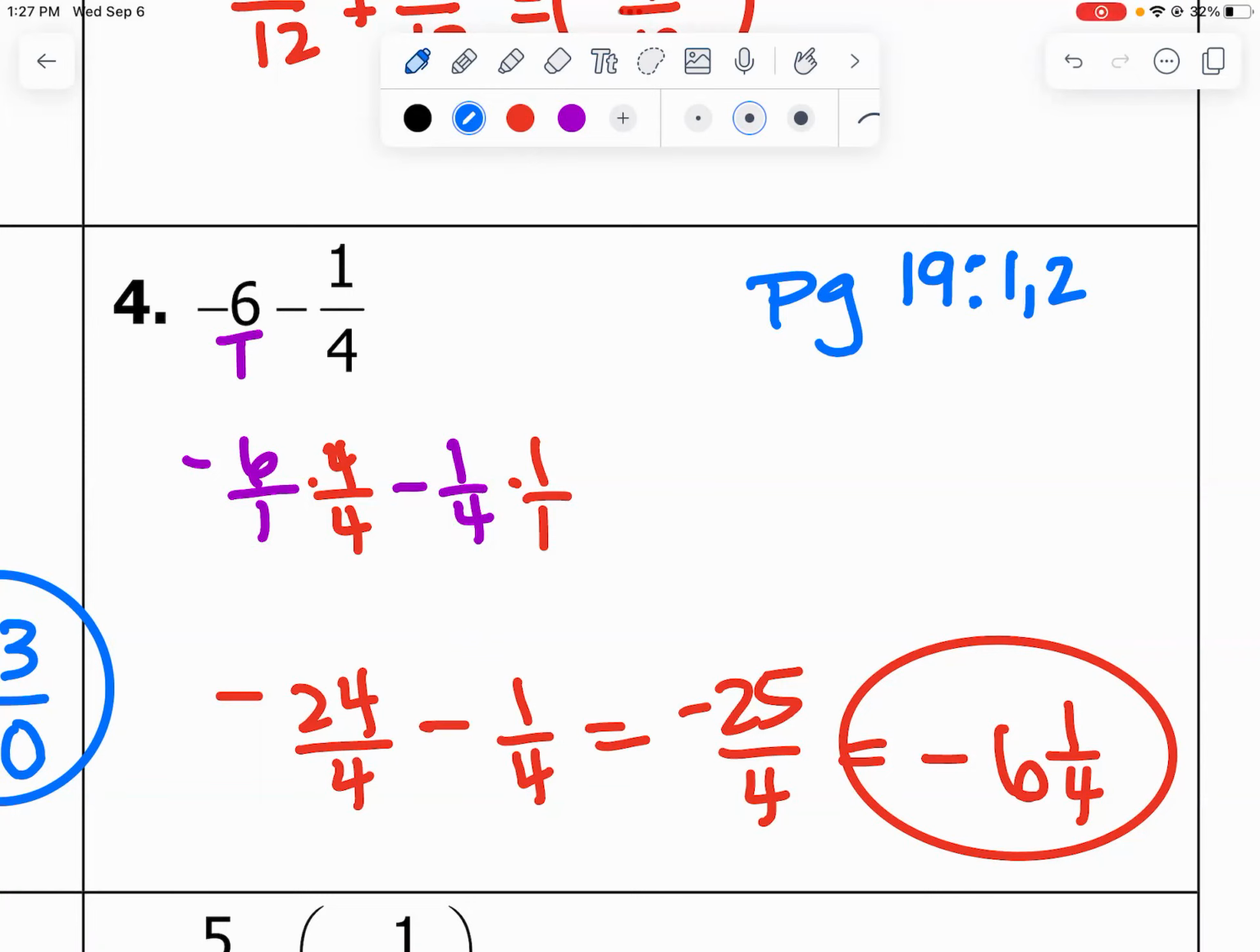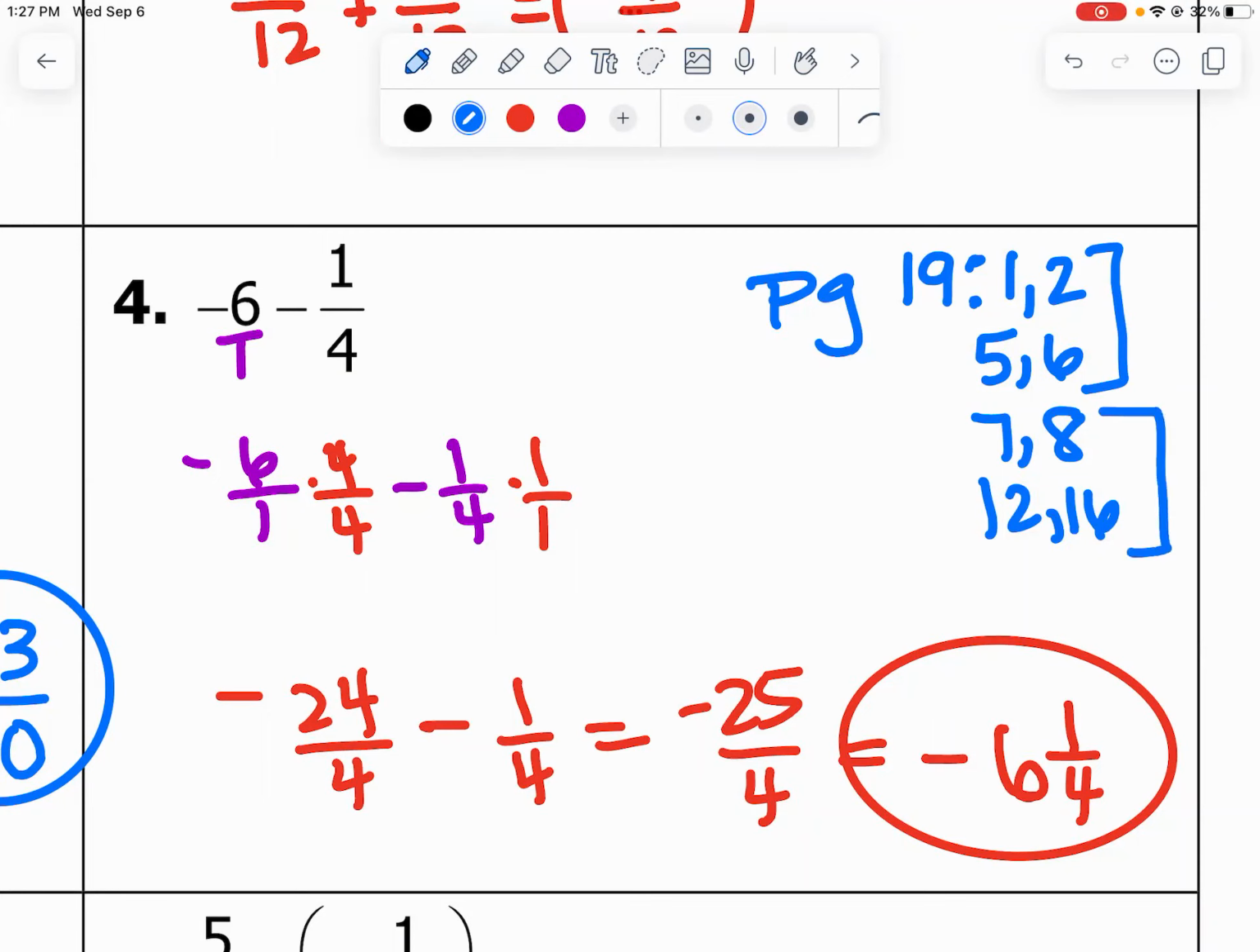So on page 19, you're gonna do 1, 2, 5, and 6. Those already have like denominators. Then you're gonna do 7 and 8, 12 and 16. So these already have the same denominators. Those should be quick. And then these, you're gonna actually have to make common denominators for. Okay, so I'm gonna give you time to work on this. You have about 10 minutes. So if you want to use those templates, go for it. If you don't, erase them and put them back in the middle where you got them from.